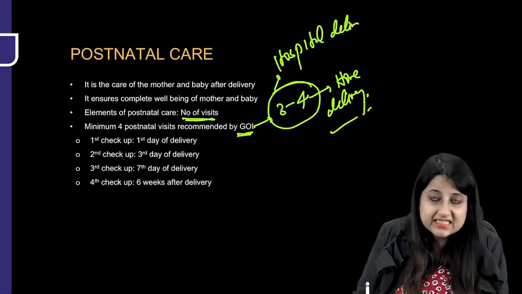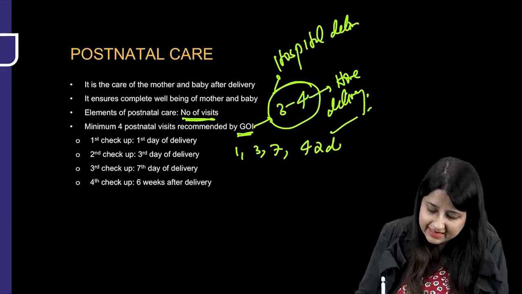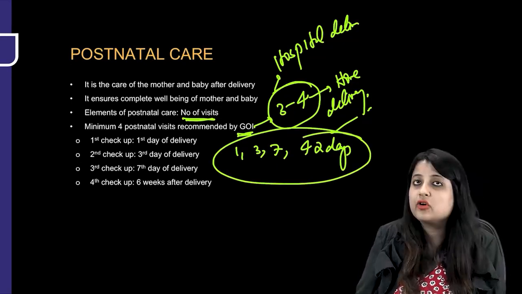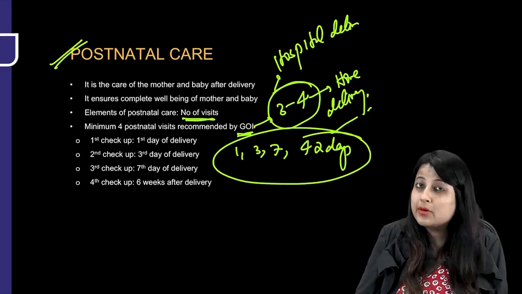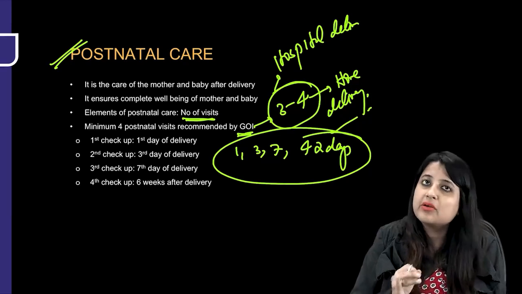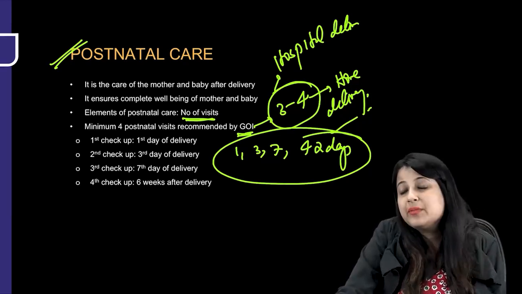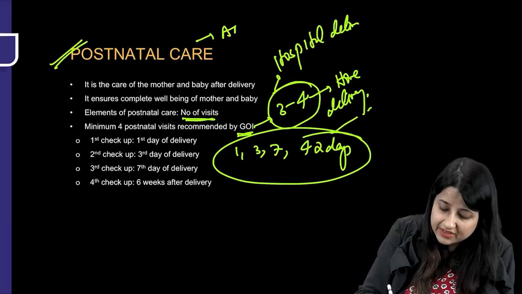So in case it's a home delivery, the postnatal visits are on the 1st, 3rd, 7th and 42nd day. That's what we are offering as postnatal care. Now remember one thing: this postnatal care or ANC care, we are not talking about ASHA workers here. These visits have to be made at least by an ANM or a medical officer. So here we are referring to the care.